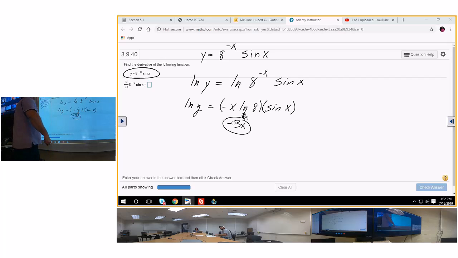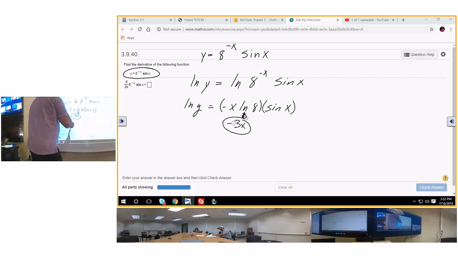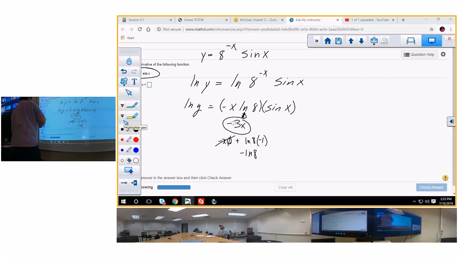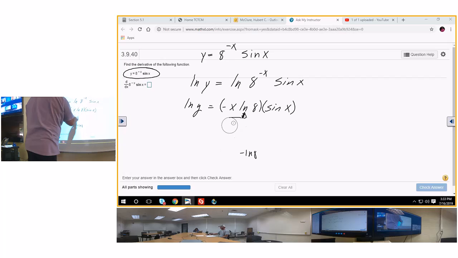Technically, it's the natural log of 8. Okay, and when you do the product rule right here, first times the derivative of the second plus the second, natural log of 8, times the derivative of the first. And what do you get? Negative natural log of 8. So if you did the product rule or the power rule, you're going to get the same thing. What's the derivative of that function? Well, it's going to be negative natural log of 8.